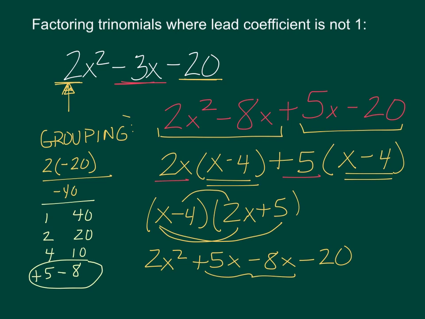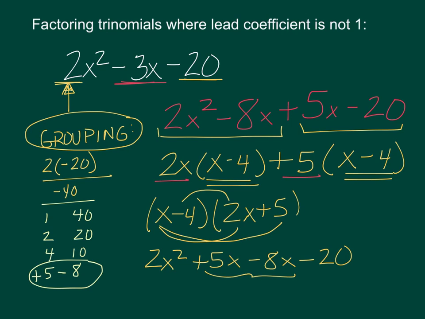So this is factoring by grouping. You're going to first multiply the first times the last. You're going to find factors that multiply to the first times the last that will add to the middle term. You can stretch out your middle term. And just a side note, it would not have mattered if I would have put 5x first and minus 8x second. We would still get the same result. And then we factor by grouping.